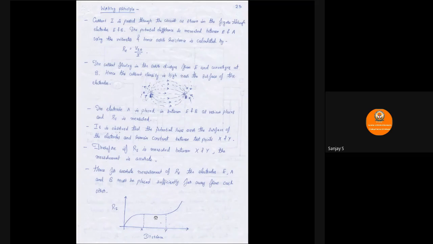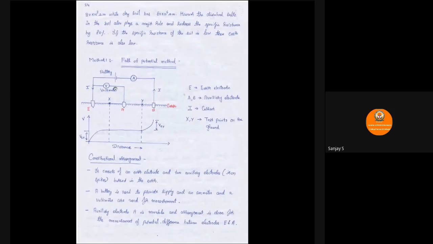So from this we can understand that VEA, that is the voltage measured between earth electrode E and the auxiliary electrode A, will give us VEA. That divided by current will give us earth resistance. And whenever you place this A almost at the center between the two electrodes, then the reading will be accurate. Otherwise, you will be seeing a sharp rise in resistance value and the value will not be accurate.